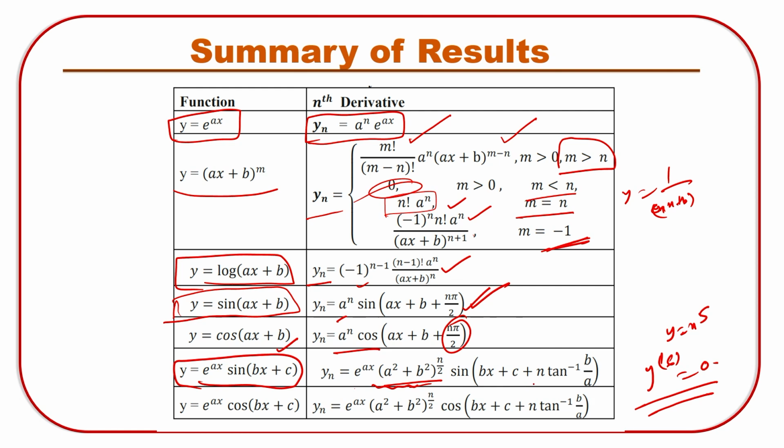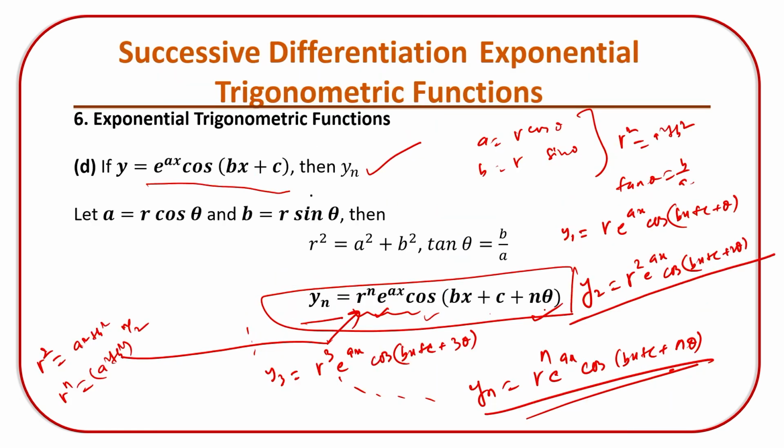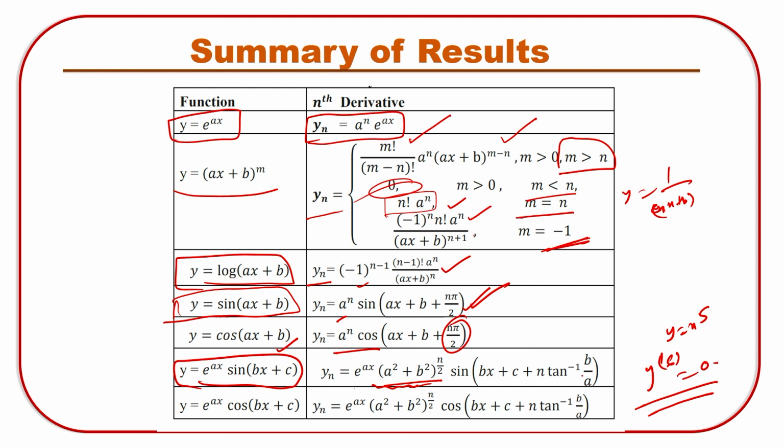And sin(bx+c+nθ). What was the theta? As you can remember, tan θ equals b by a. So θ equals tan inverse of b by a. Using tan inverse b by a, you will find the answer. Similarly, for e^(ax) cos(bx+c), the result is similar with r^n, and in place of sine, just change to cos. Only changing sine to cos gives the nth derivative for cos, right?